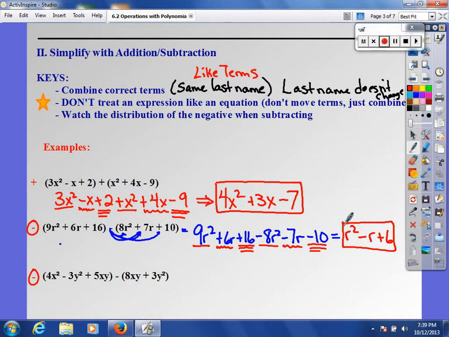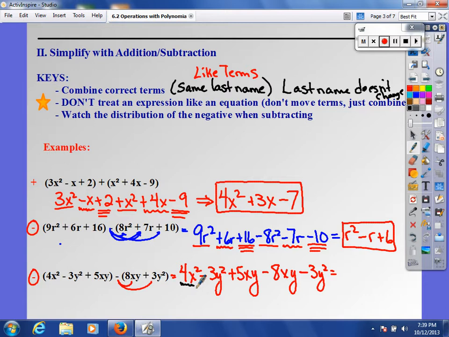Take a look at this last one. Again, you might pause it here, see if you can work it out, see if you get the same answer as me. We go ahead and distribute that negative as we write this without bubbles. So we have 4x squared minus 3y squared plus 5xy. First bubble, not much there. Now we've got our minus 8xy. Now here's the part that we miss sometimes, minus 3y squared. Make sure to get that distribution of a negative in.